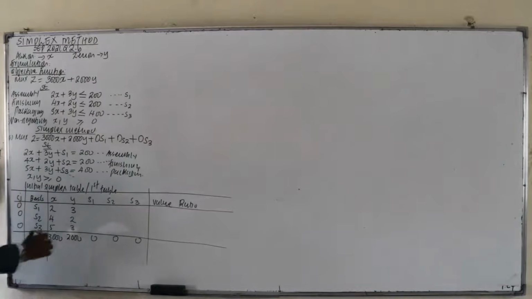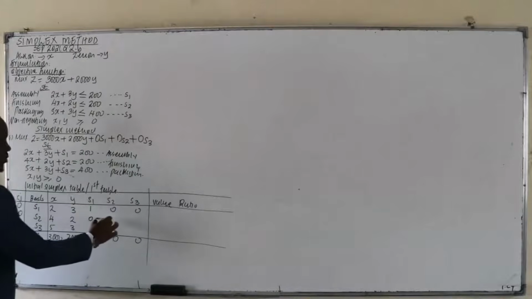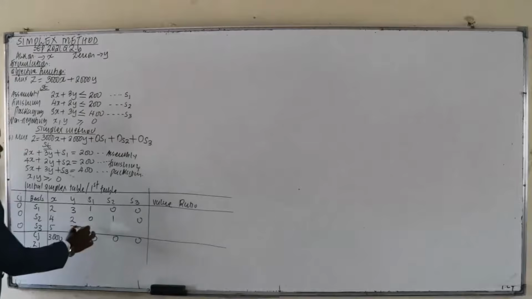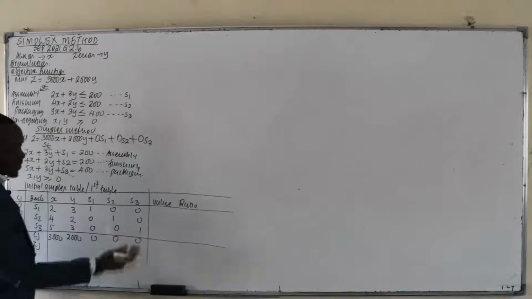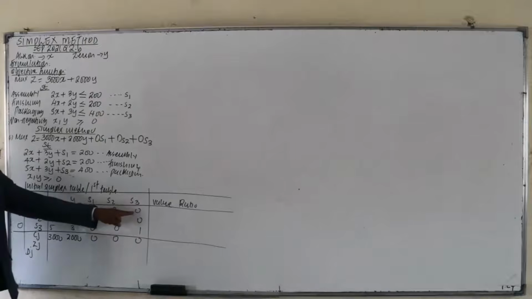You know what's the identity matrix? 1, 0, 0, 0, 1, 0, 0, 0, 1. What does it mean? This is what it means. For basis S1, here is S1. We have 2x, 3y, and 1 S1. There is no S2, there is no S3.